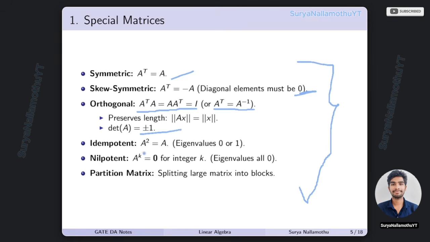Idempotent matrix. It is nothing but A square is equal to A. If this condition is followed, the eigenvalues are 0 or 1. Nilpotent means A power k is equal to 0 for some integer k. It means for a nilpotent matrix, A power k is 0, and all eigenvalues will be 0. Partitioning a matrix means splitting a large matrix into blocks. For example, we have a 3 by 3 matrix, then we convert it into 2 by 2 blocks, which is a partitioned matrix.